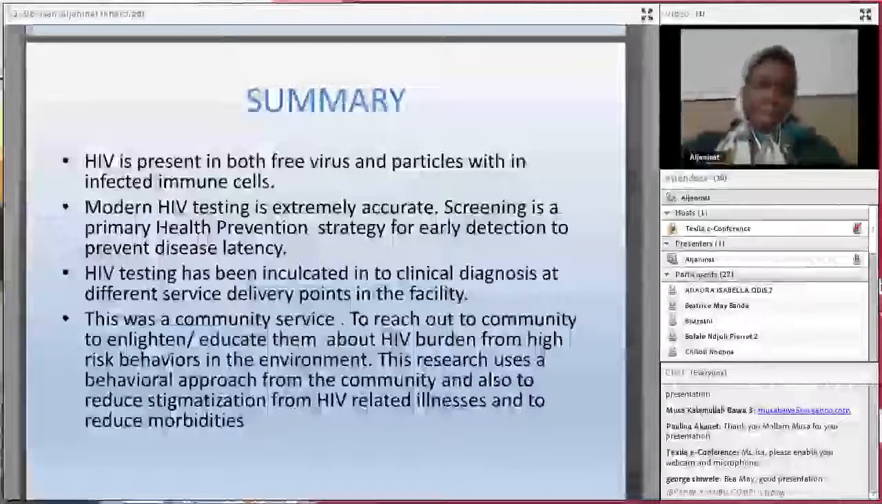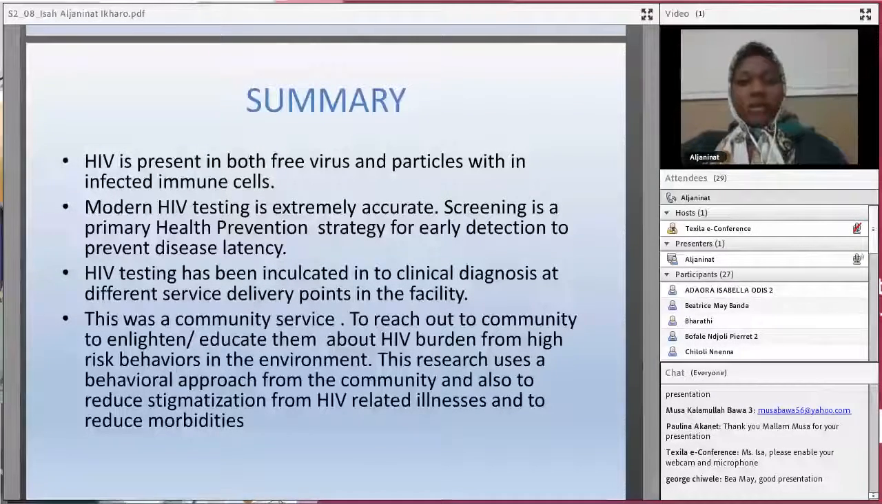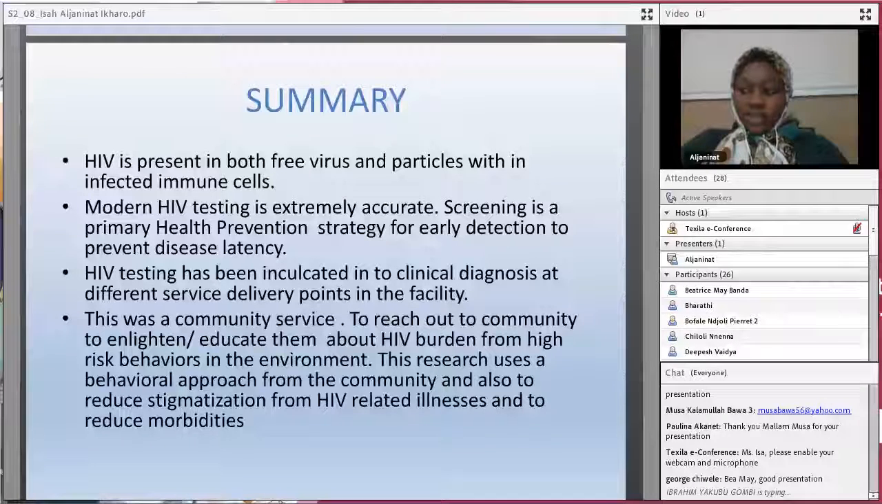Summary: HIV is present in both free virus and particles within infected immune cells. Modern HIV testing is extremely accurate, and screening has been inculcated in normal clinical diagnosis, whereby a patient visits the healthcare facility and after the clinician sees the patient, other tests are ticked, as well as the HIV testing. This was a community service because there were some approaches that were noticed in the community.